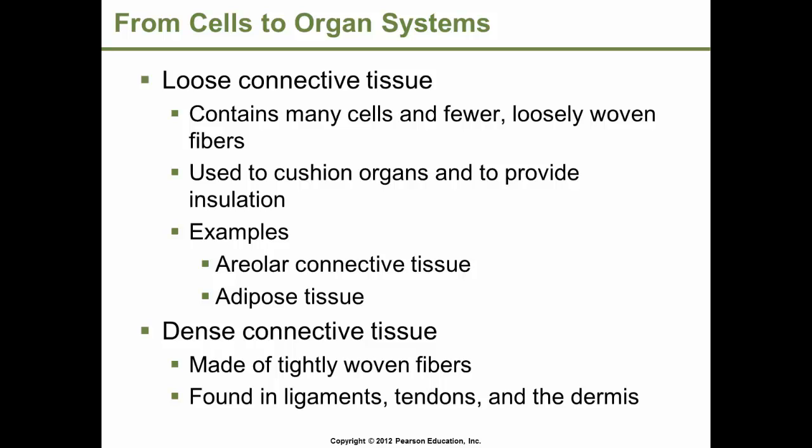Dense connective tissue is made of tightly woven fibers. It's found in ligaments, tendons, and the dermis. Ligaments connect bone to bone. Tendons connect muscles to bones. And the dermis is the layer below the epidermis of the skin.